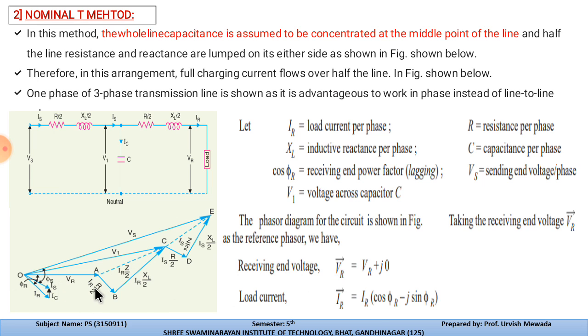So again there is no angle, it is not drawn at any angle, it is at the reference phase. That's why the phasor voltage Vr is equal to Vr plus J0. Now the load current, meaning receiving end side, that's why load current is IR. IR has two components, cos phi r and J sin phi r. So IR is equal to IR into cos phi r minus J sin phi r. This is how we can determine the IR for the nominal T method.